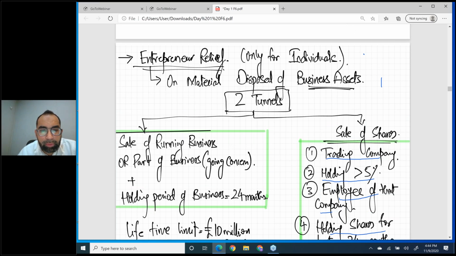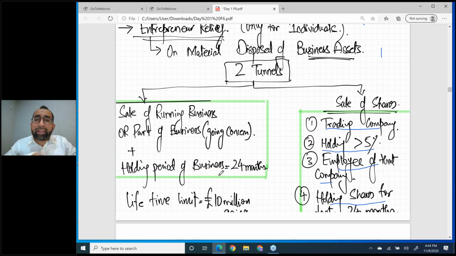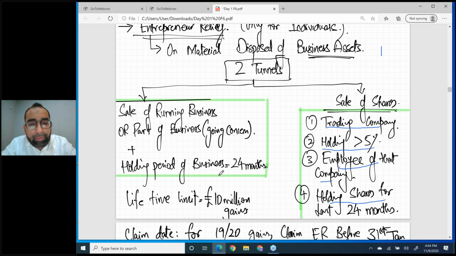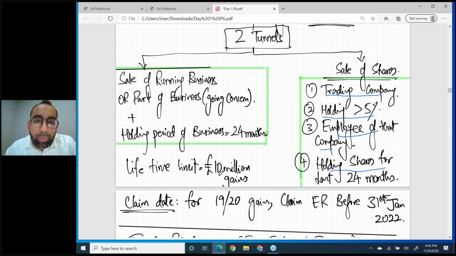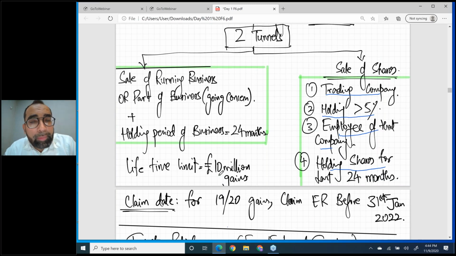Now one more thing, is there any lifetime limit for entrepreneur relief? Yes, 10 million of gains in your life. One person can only claim a maximum of 10 million of gains for entrepreneur relief. Once you have used your limit, then even if you satisfy all conditions, you won't get any relief. Now, what is entrepreneur relief? Those gains that qualify for entrepreneur relief are taxed at a flat rate of 10%.